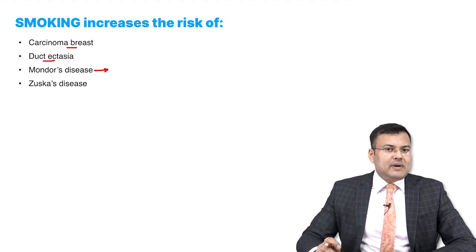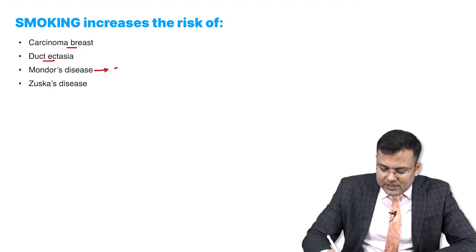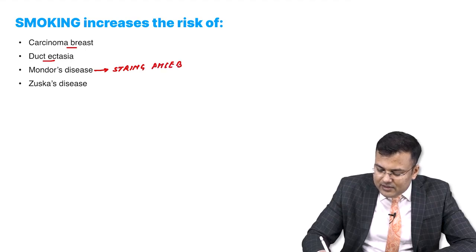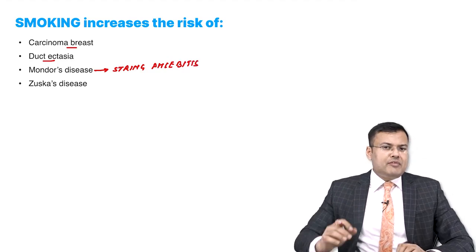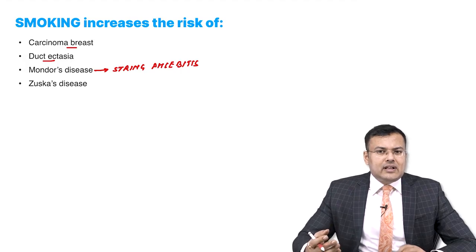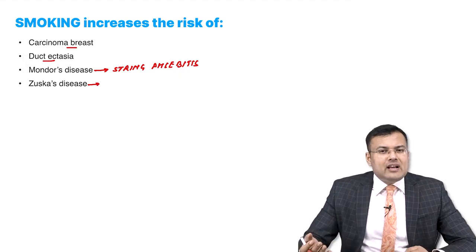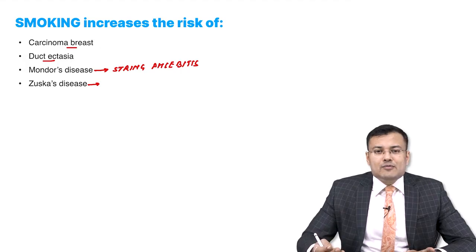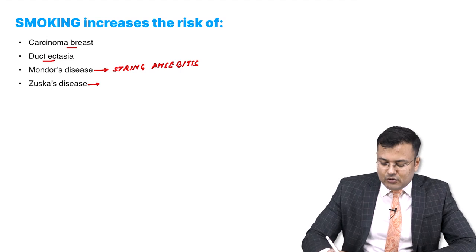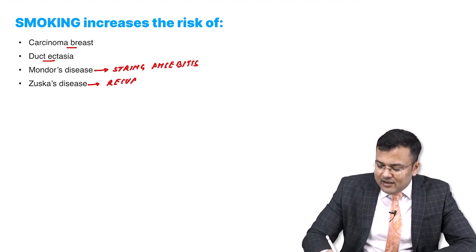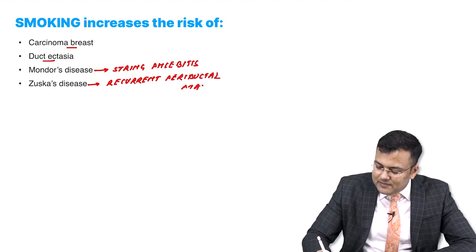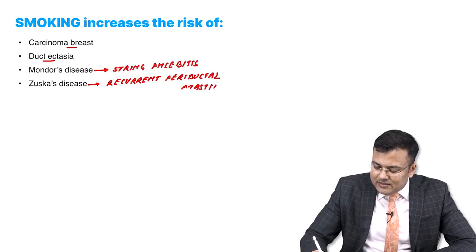What is Mondor's disease? There is superficial thrombophlebitis of the inframammary vein, which is also known as string phlebitis. So, superficial thrombophlebitis of inframammary veins, lateral thoracic and thoracoepigastric, that is Mondor's. Zuska's disease: what is the problem here? Patients are having recurrent periductal mastitis, and again this is more common in smokers. Recurrent periductal mastitis.